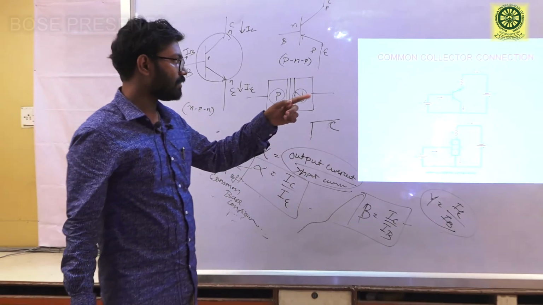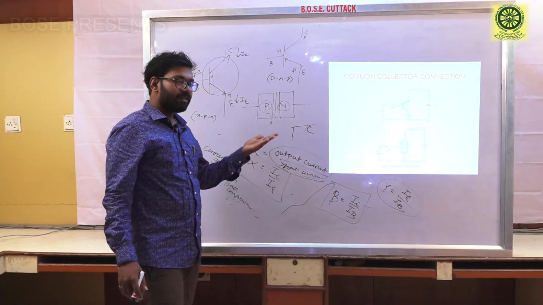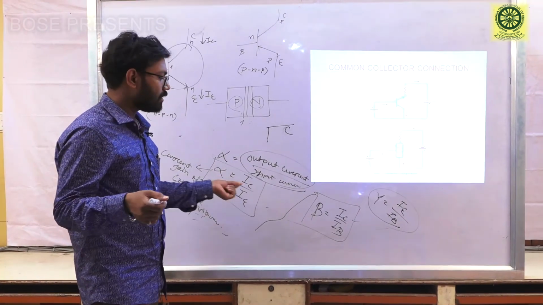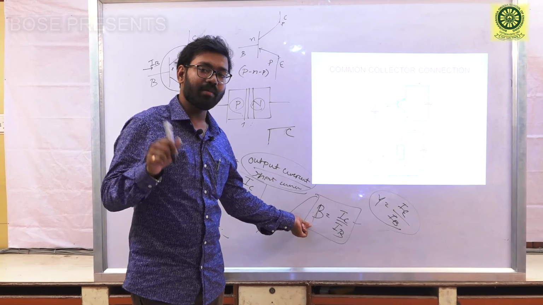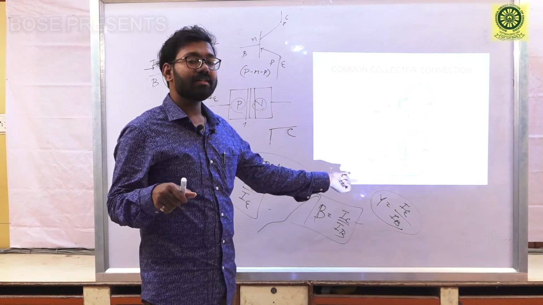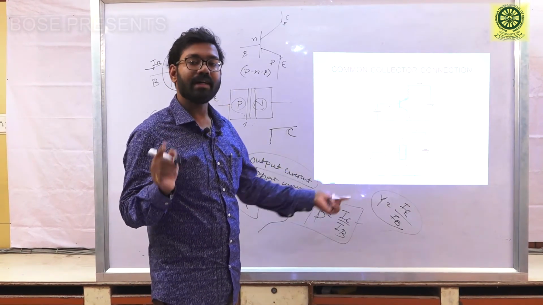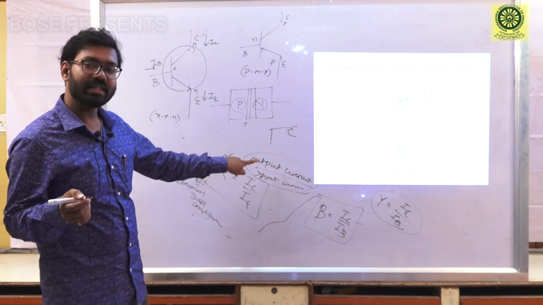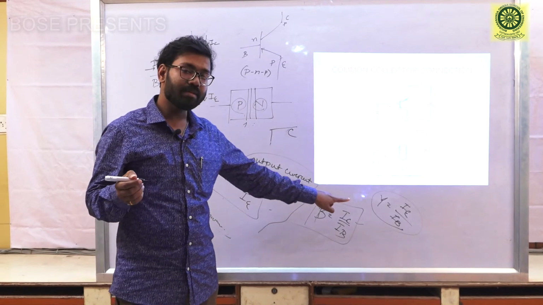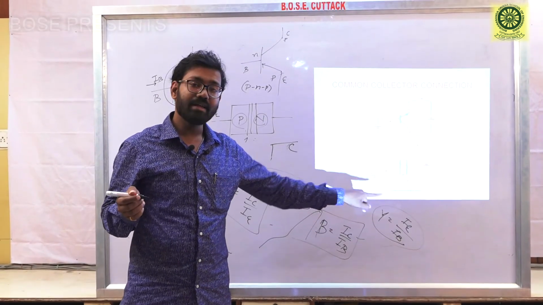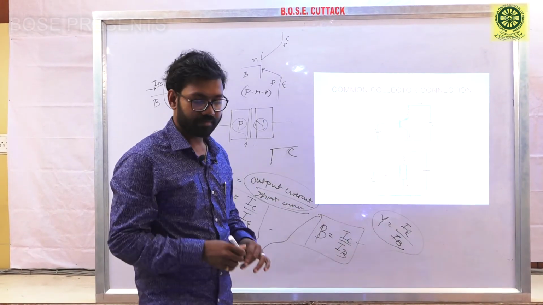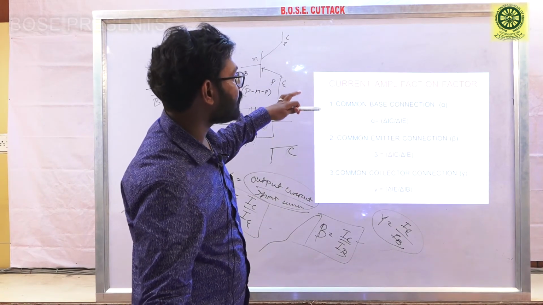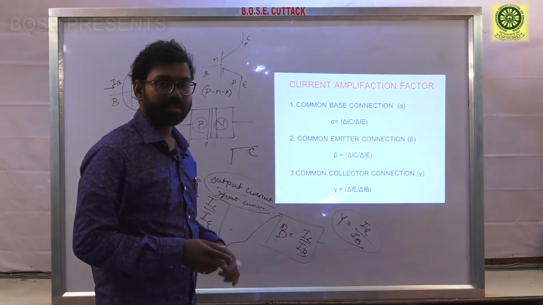From this conclusion, we know that alpha is the current gain for common base configuration, beta is the current gain for common emitter configuration, and gamma is the current gain for common collector configuration. Alpha is equal to IC by IE, beta is equal to IC by IB, and gamma is equal to IE by IB. These are also known as current amplification factors.